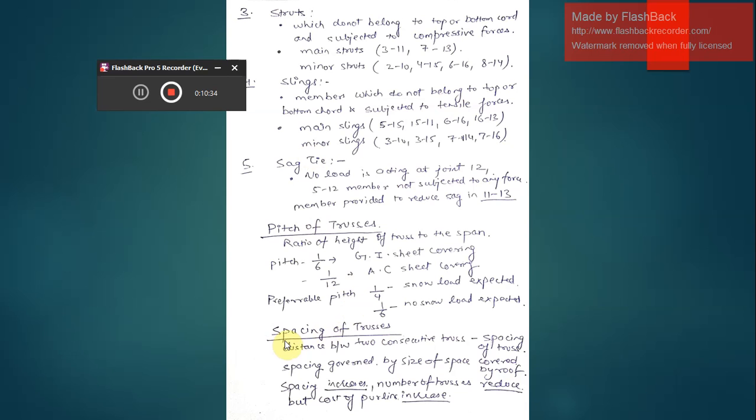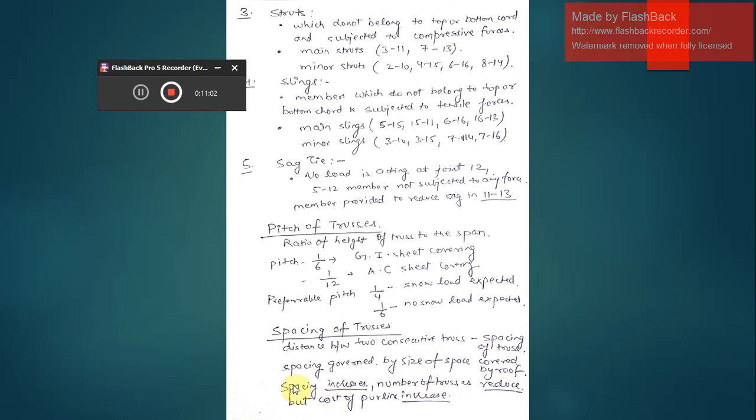Now comes the spacing of the trusses. Imagine the distance between two consecutive trusses; the space between the two trusses is known as the spacing of the trusses. This space is governed by the size of the space covered by the roof. How much the roof has to cover depends on the spacing of the truss.